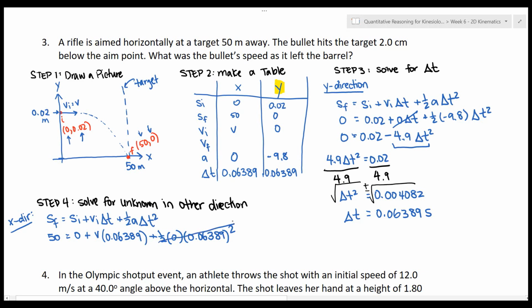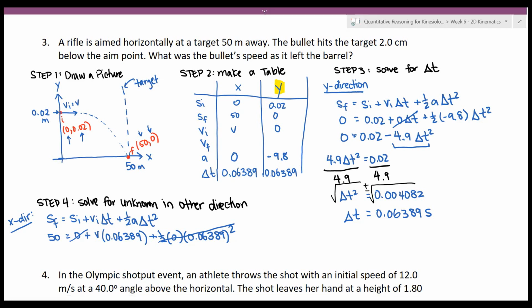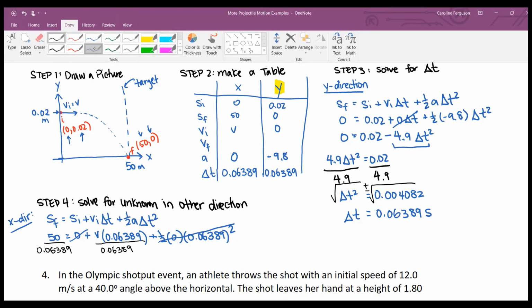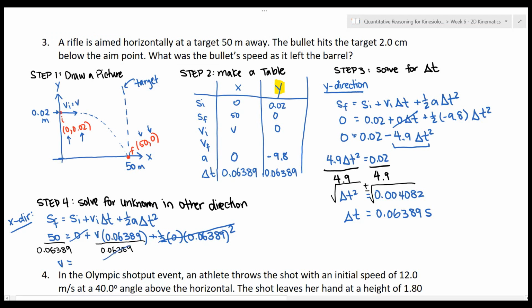This term that has a 0 in it all goes to 0, because anything times 0 is 0. And so now I'm left with 50 equals, this is just 0, so 50 is equal to V times 0.06389. Now I can divide both sides by that number. And I'm left with V is equal to, so these cancel out here, so that's why I'm left with V on that side. I just rearranged the two sides. V is equal to 50 divided by 0.06389. And I get 782.6 meters per second. So the bullet's speed as it left the barrel was 782.6 meters per second.